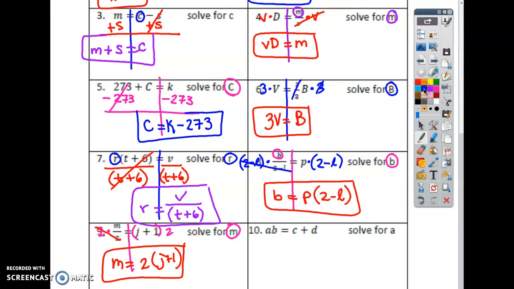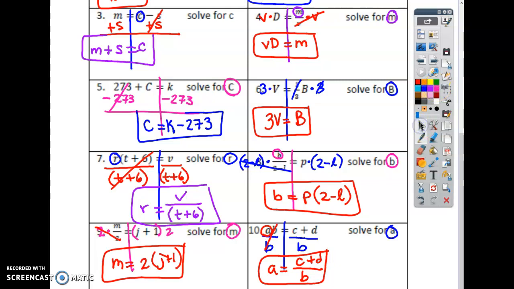And the last one, I'm solving for a. What is the a and the b doing? They're multiplying. When they're together like that, cuando están pegados, that's multiplication. So I'm going to divide by b to get rid of the b on both sides. That gets rid of the b. That leaves me a by itself. That's what I wanted. A equals c plus d all over b. Okay? These are called one-step literal equations.